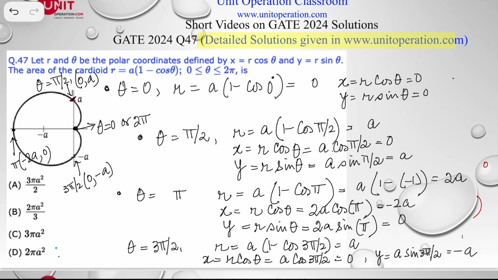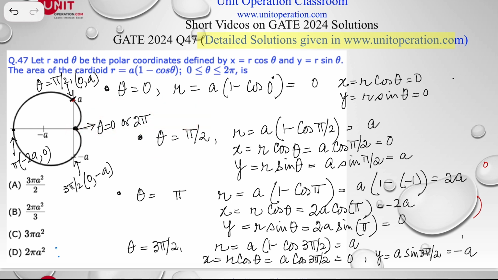Let's look at theta equal to 0, or it could be theta equal to 2 pi at this point. See if that satisfies the equation or not. At theta equal to 0, r is equal to a times 1 minus cosine of 0, and this of course is equal to 0. And therefore x is equal to 0 and y is equal to 0. So at this point it is 0 comma 0.